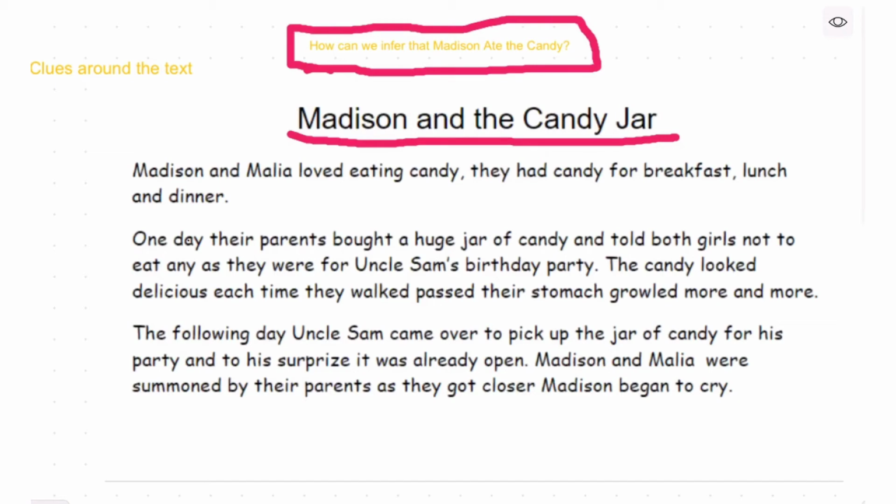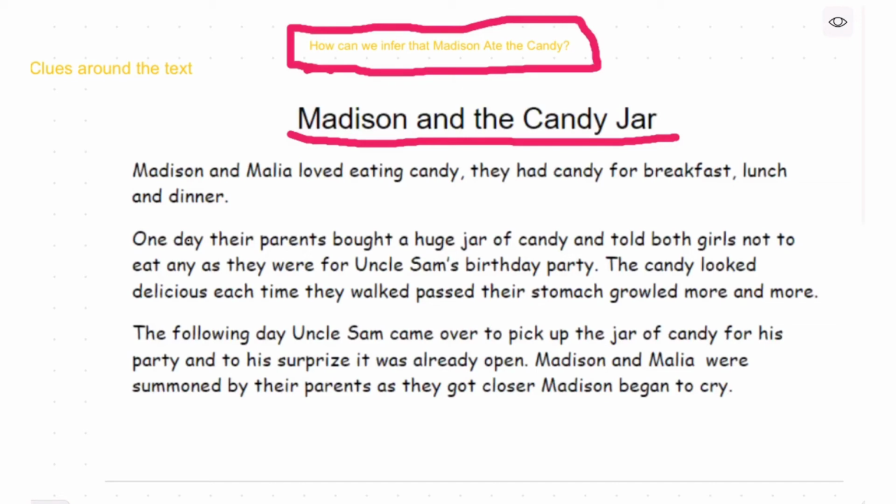The candy looked delicious. Each time they walked past, their stomachs growled more and more. The following day, Uncle Sam came over to pick up the candy jar for his party, and to his surprise, it was already open. Madison and Malia were summoned by their parents. As they got closer, Madison began to cry. Now, we need to infer that Madison ate the candy.